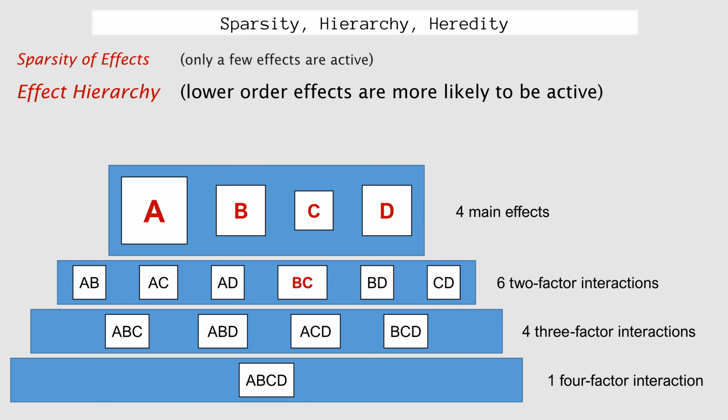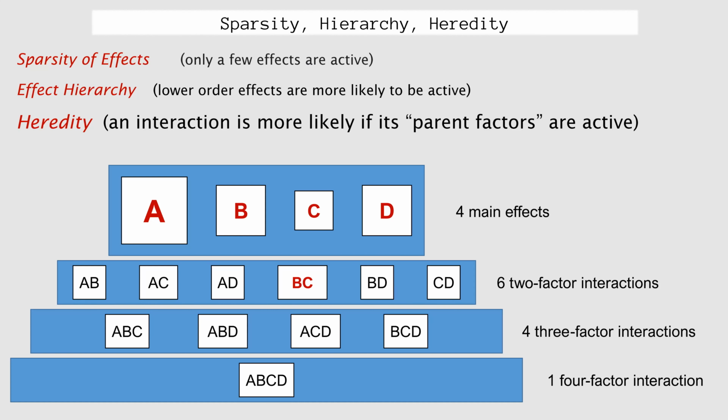The effect hierarchy principle states that lower order effects are more likely to be active than higher order effects. The hierarchy principle is an a priori principle. In other words, before we know anything, we think that a main effect is more likely than a 2-factor interaction, and a 2-factor interaction is more likely than a 3-factor interaction, and so on.